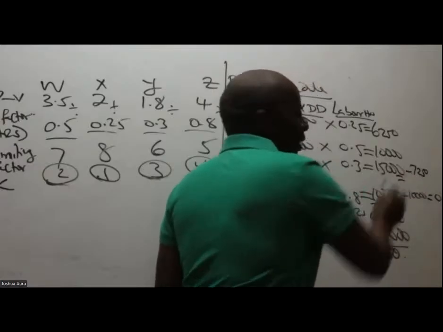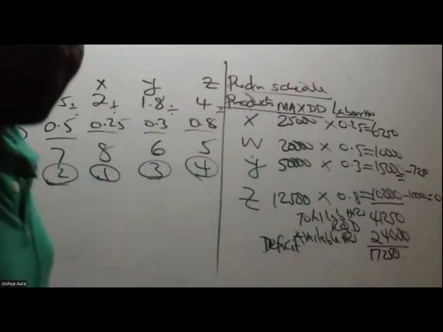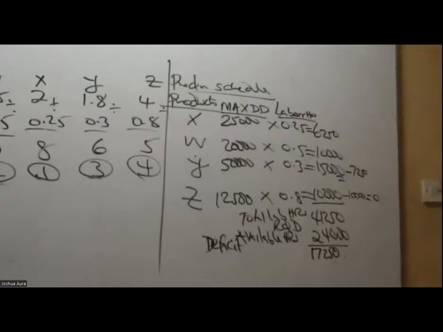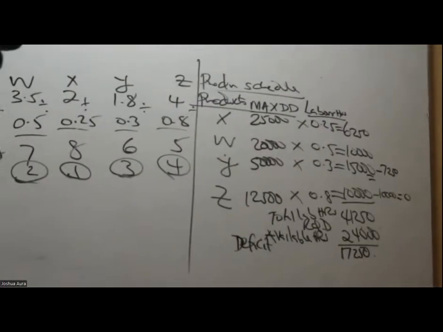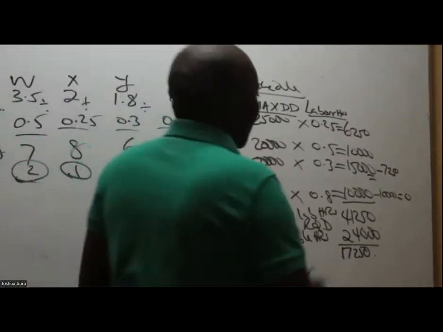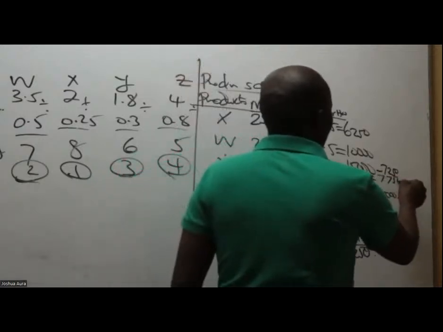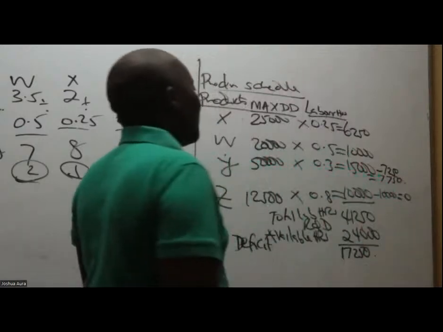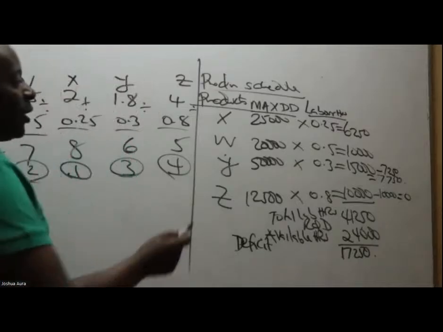When you subtract this and this, what are we getting, somebody? They are telling me that we are getting here 7,750. Thank you so much. So this is 7,750, and that is it. So then what I need to do is to come and recalculate.